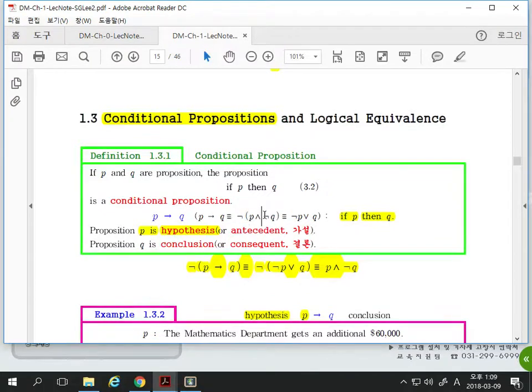not P or Q. And these are all the same. Here, we call P the hypothesis and Q the conclusion. If P is a condition, then Q is the conclusion. Hypothesis and conclusion. If P implies Q, then P is the hypothesis, and Q is the conclusion.